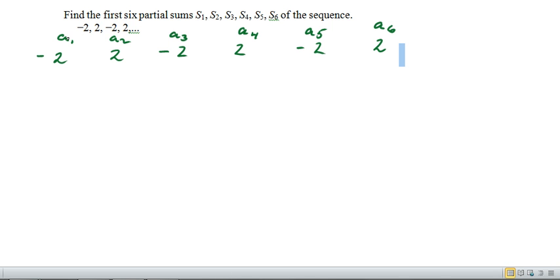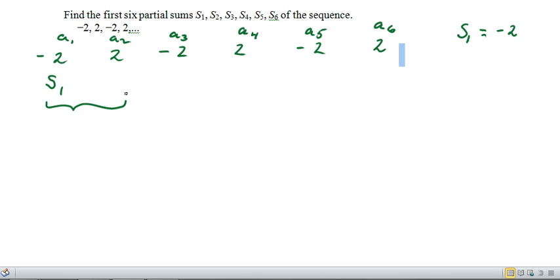To find the 5th partial sum, you add up the terms a sub 1 through a sub 5. For the 3rd partial sum, a sub 1 through a sub 3. For the 2nd, a sub 1 and a sub 2. And s sub 1 is simply the same as a sub 1. So we have s sub 1 is equal to -2.